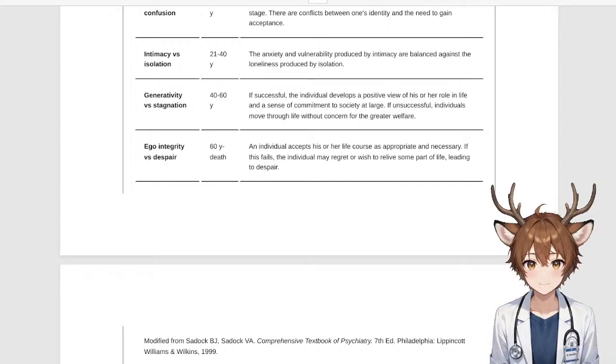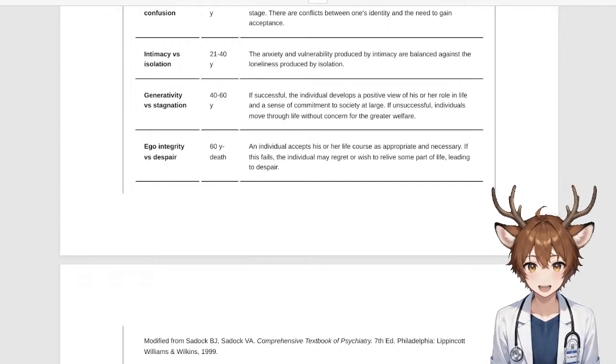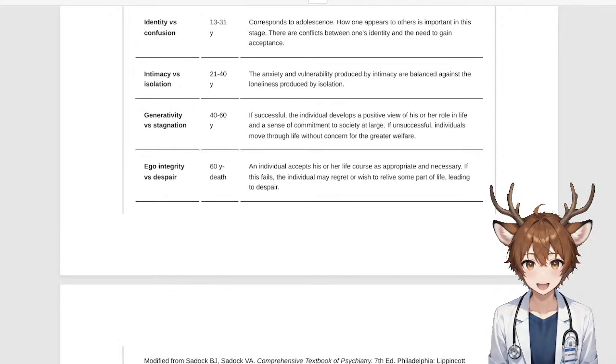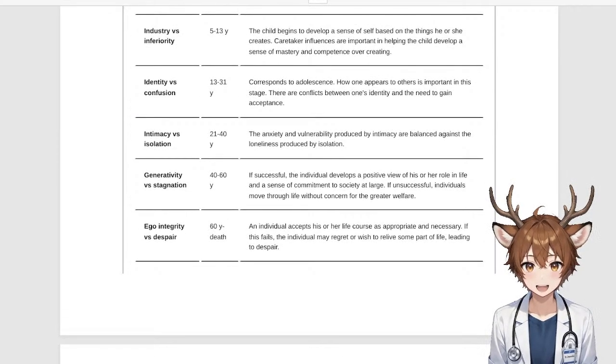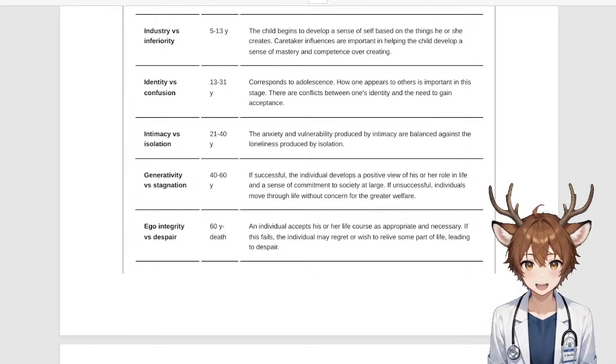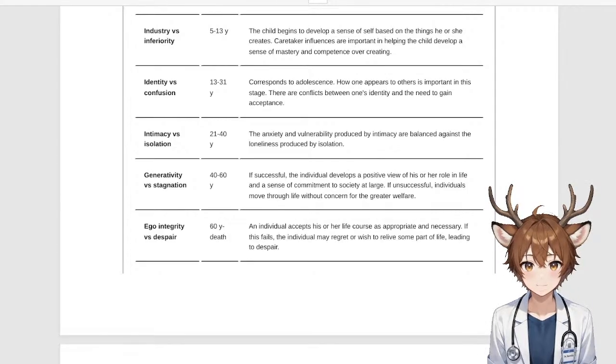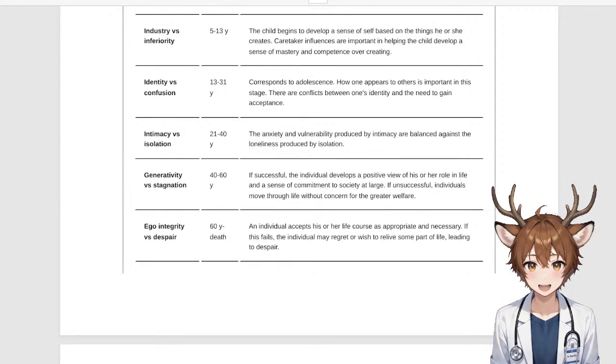Now, here's the thing. This is a pretty general category, and so you could say, for example, there's really no reason why somebody wouldn't have to wonder about intimacy when they're like 18 or something like that. 21 is not a magical number, right? Identity versus confusion, it could be different ages, right? These things are not necessarily set in stone.